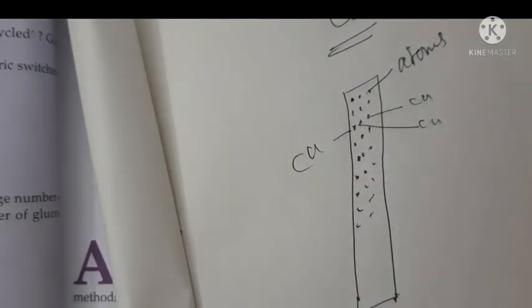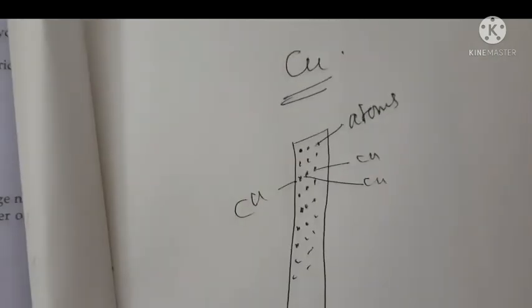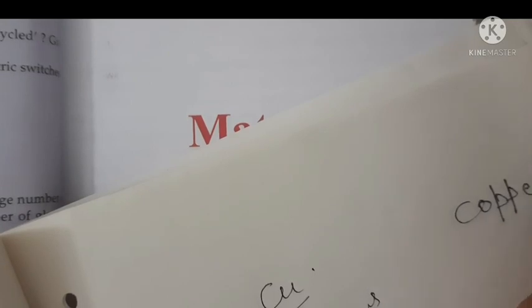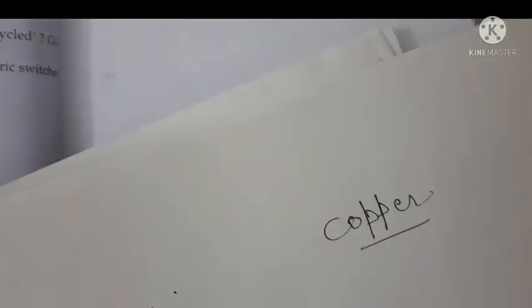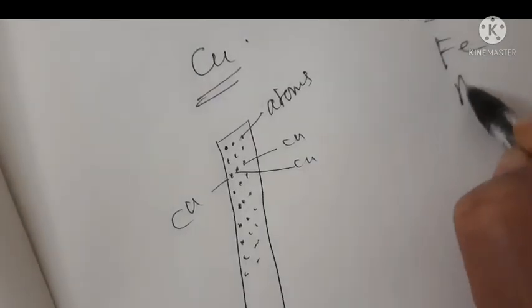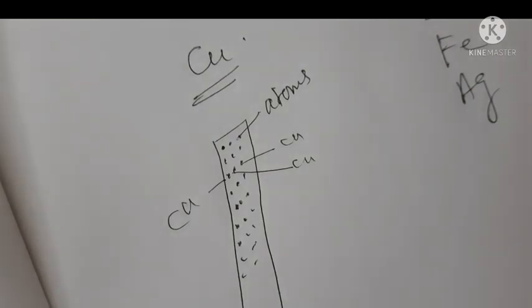So what is an element? Which consists of the same type of particles. Like hydrogen consists of only hydrogen particles, oxygen consists only of oxygen particles, and iron consists only of iron particles. All the elements have symbols. The symbol of copper is Cu, the symbol of iron is Fe, the symbol of silver is Ag. So all the elements have symbols.